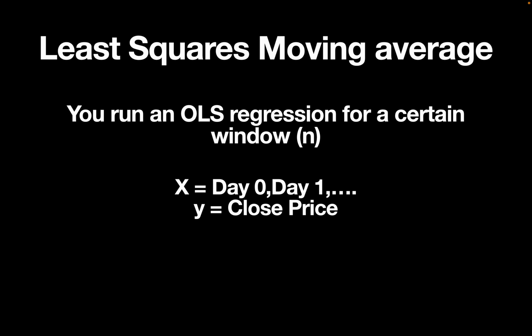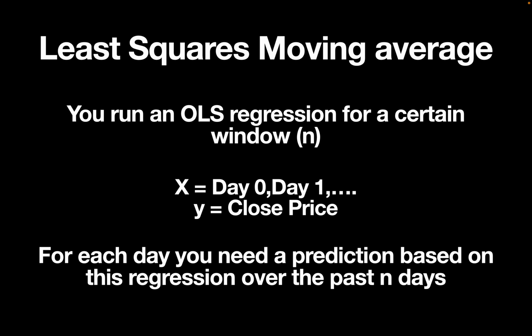Maybe tomorrow, maybe in 3 days and so on. So for the least squares moving average, LSMA, you need a prediction for each day based on this regression over the past n, so in our example 25 days. And to be clear here, if you have 600 rows or 600 days of data, you need to run 600 regressions. So this is the main concept, but I'm trying my best to explain this as in-depth as possible while coding.